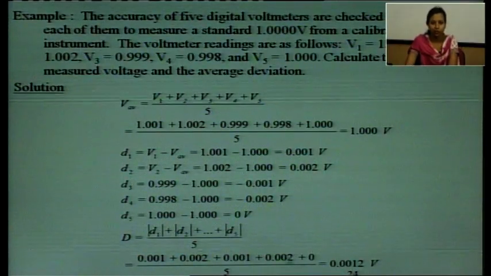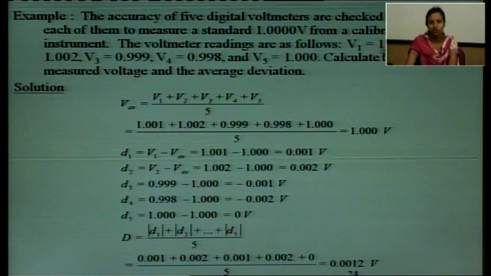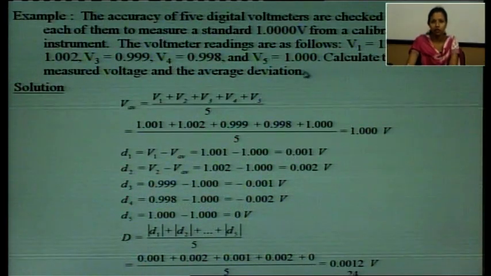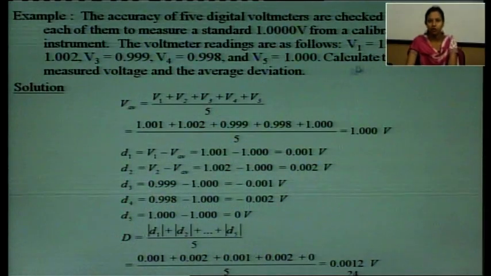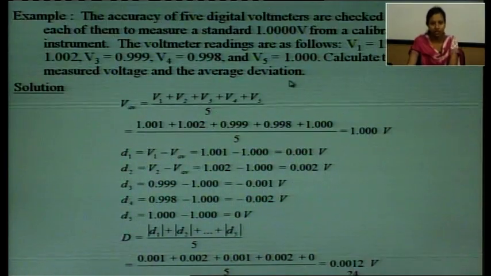Next numerical: the accuracy of 5 digital voltmeters is checked by using each one of them to measure a standard 1 volt from a calibration instrument. The voltmeter readings are as follows: 1.001 volt, second voltmeter, and so on; these are the readings the 5 voltmeters are giving. We need to calculate the average measured voltage and the average deviation.